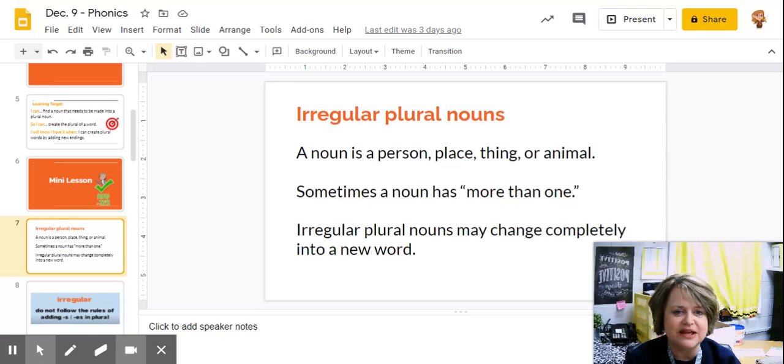Remember, a noun is a person, place, thing, or animal. Sometimes a noun has more than one. There may be more than one girl, so they are girls. But irregular plural nouns may completely change into a new word. I know, you're like, Mrs. Steck, are you kidding me? I thought I was really following these rules and it was going to be easy for me. Nope. English is never easy, but I have some great tips to help you. So you may want to have that notebook handy so that you can write some of these hints to help you figure out what the plural of some of these words are.